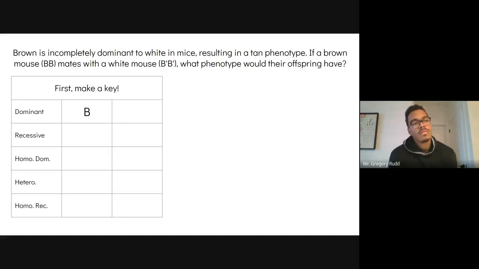Brown. Thank you, Brianna. Good. And so if B is the dominant allele and it codes for brown, then what is, and thank you, Rudy, as well, what is the recessive allele and what does it code for?